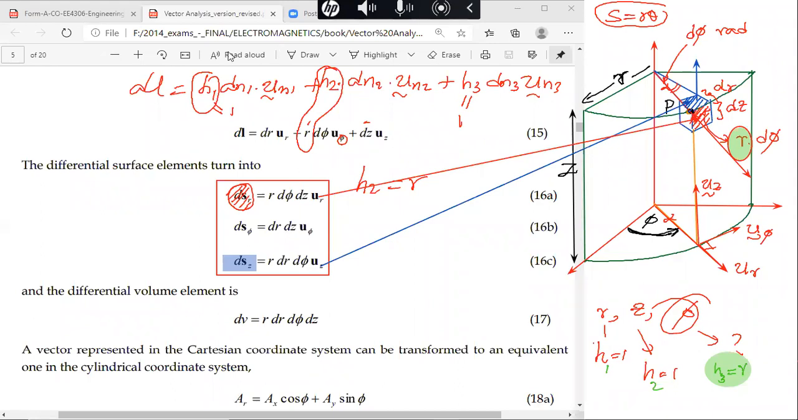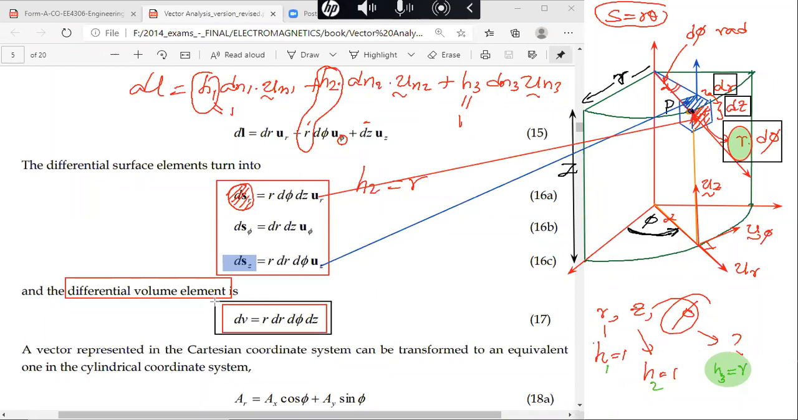Similarly, you can write down the differential volume element by using dr. You have dr, you have dz, and you have r d phi. By using these differential lengths, you can write down the differential volume. Okay, so this is the idea.